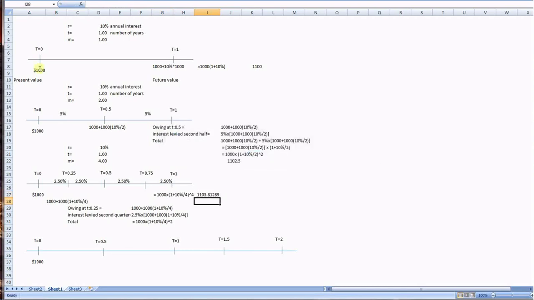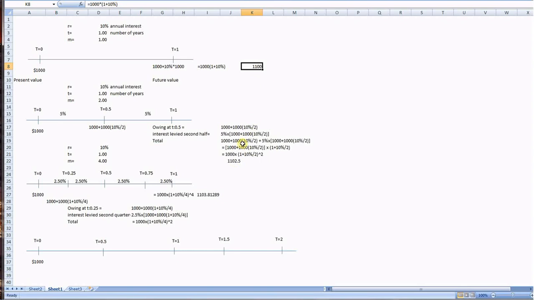Okay, so now we are looking at quarterly compounding. We have a future value that shows us $1,103.81, which is certainly more than the one that we saw just now, and which is more than the annual compounding that we saw in the first example. So you can see that as compounding frequency increases, the future value increases as well.